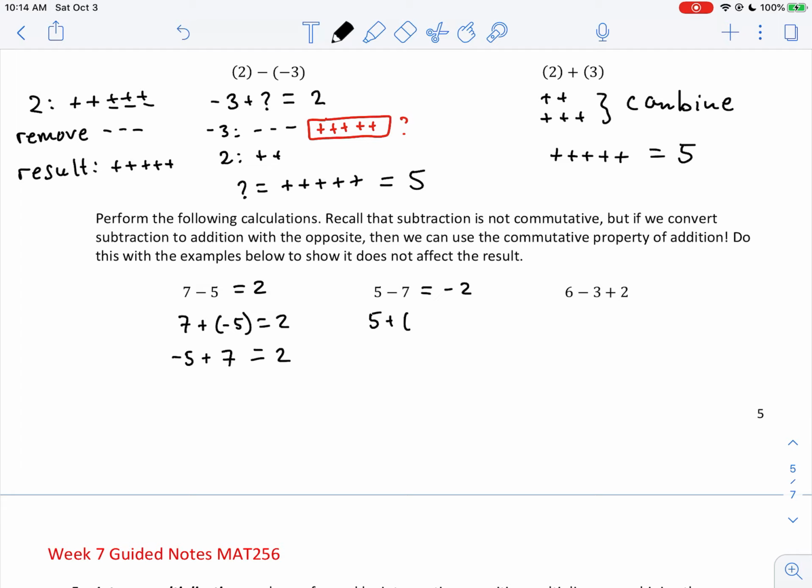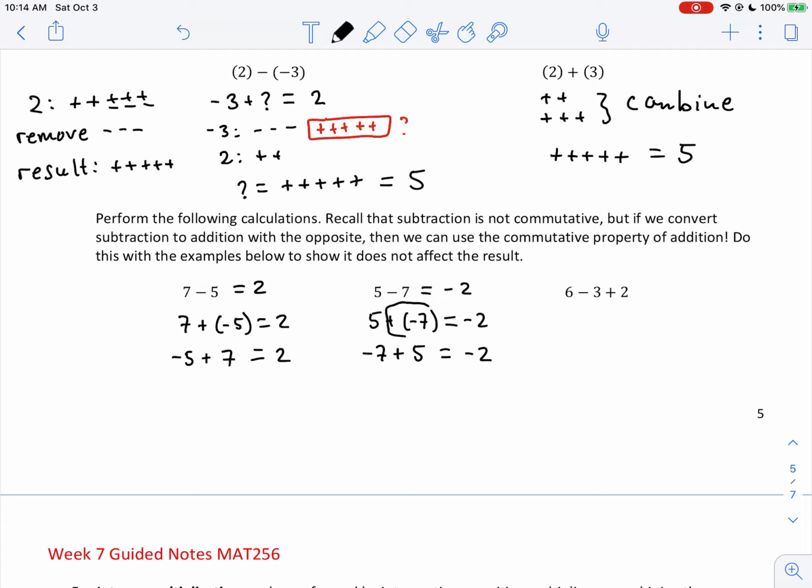You can do the same thing here. You can write this as 5 plus negative 7. That also will give you negative 2. Here I'm doing a takeaway model. Here I'm doing a combined model, but both models will give you a negative 2 result. And because of the addition now, you could write this as negative 7 plus 5, and that's going to give you a negative 2 as well.